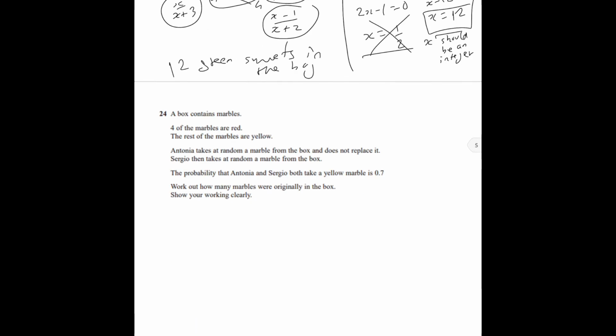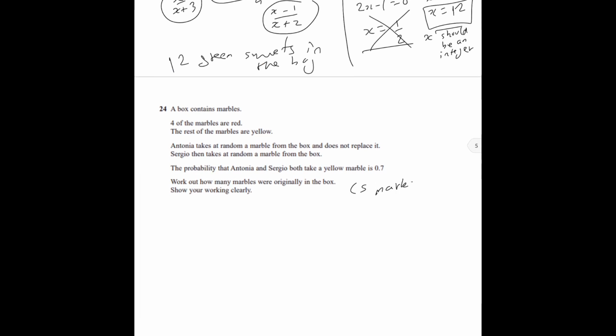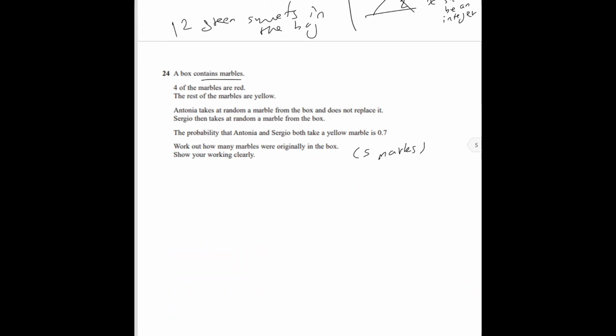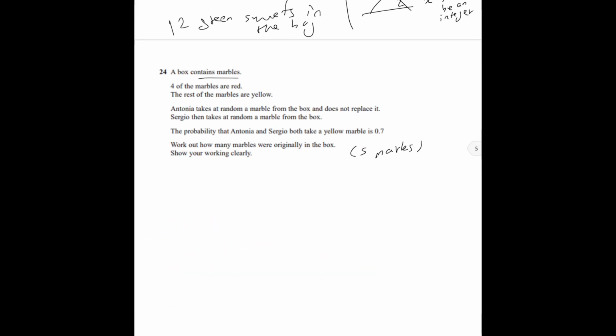Now the next question is also similar, but this question is also worth 5 marks, so you have to score those good marks. Right, so a box contains marbles. Now instead of calling it green sweets, I'm just calling it marbles. 4 of the marbles are red, the rest of the marbles are yellow. So let's work out the number of yellow marbles. The number of yellow marbles, let's give it a value of n.